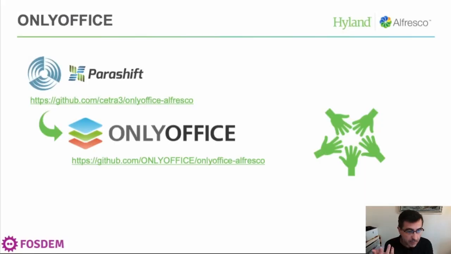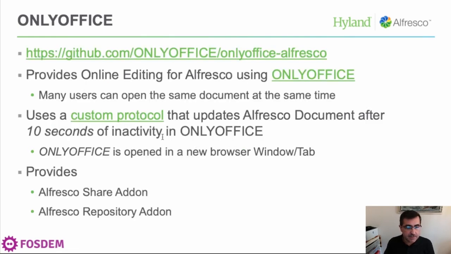If we move to the OnlyOffice integration, then we have another case of collaboration. The initial integration was created by Cetrat3. That user was working for Parashift. So they created the initial version, and then this was adopted by OnlyOffice itself on the GitHub account of OnlyOffice in order to promote and to improve this integration. So you have the project in the official GitHub account of OnlyOffice.